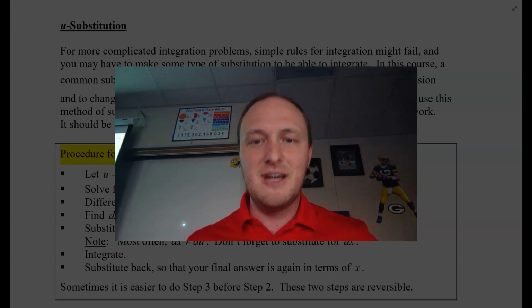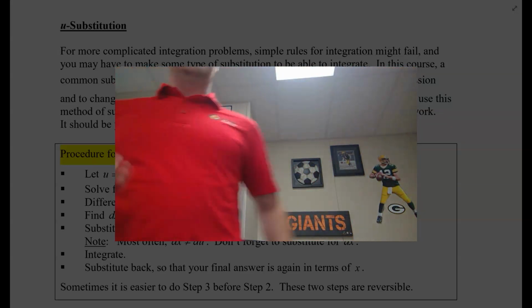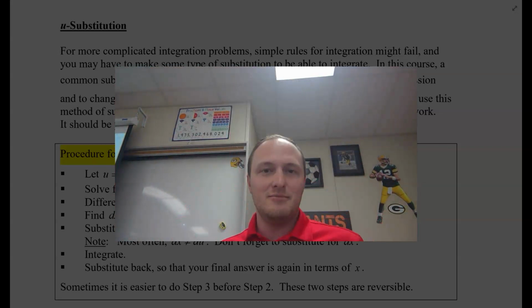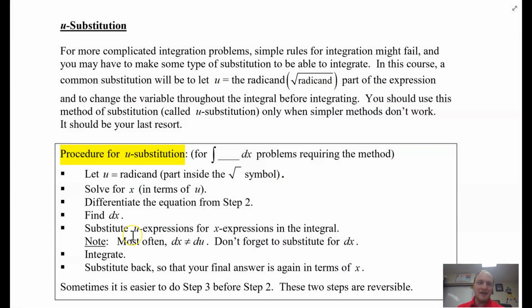Whoa, the lights turned out. But I have to run around every single time my lights go out. But very, very useful, okay? Last resort. So let's go ahead and get to it.